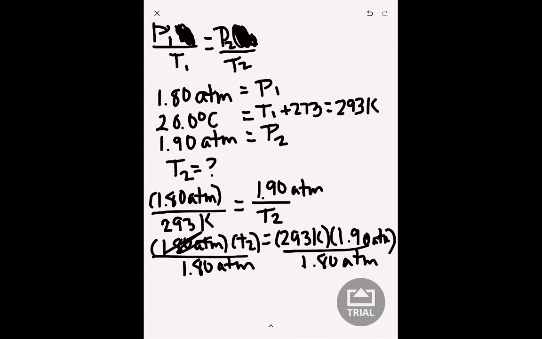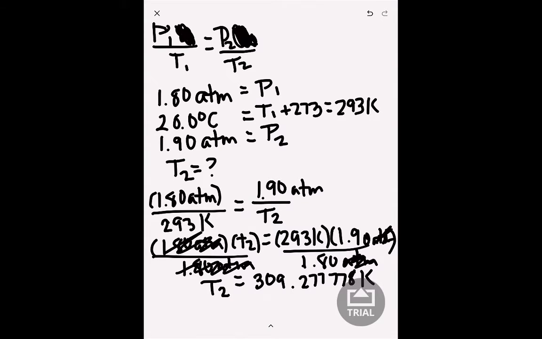And that cancels that out on that side. Atmospheres cancel out over here. And we have T2 is going to be equal to, let me get my calculator back up in here. It's going to be equal to 293 times 1.90 divided by 1.80. And we get 309.277778, and that will be K.